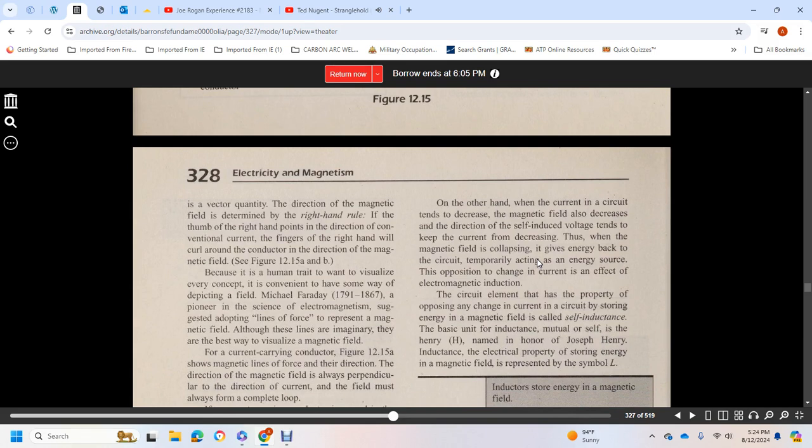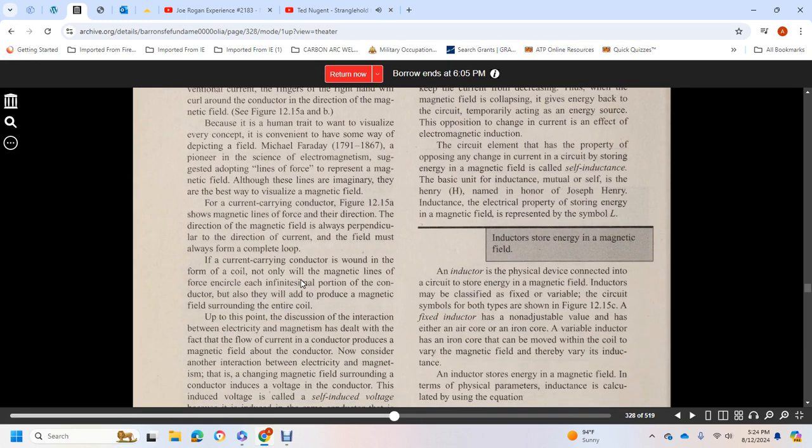Because of the human trait of wanting to visualize every concept, Michael Faraday, 1791 to 1867, a pioneer in scientific electromagnetism, suggested adopting lines of force to represent the magnitude of the field. Although these lines are imaginary, they are the best way to visualize the magnetic field. For a current-carrying conductor, Figure 12.5a shows some of the magnetic lines of force and their direction, with the magnetic field always perpendicular to the direction of the current. The field lines must always form complete loops.